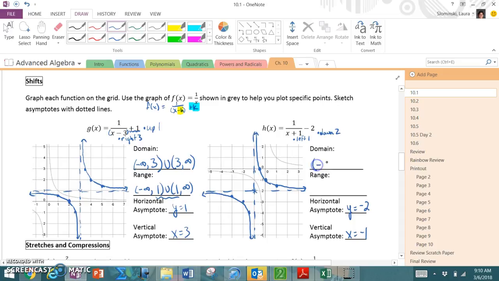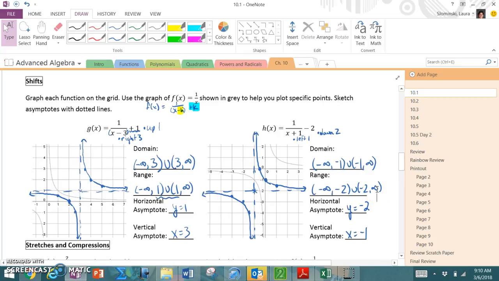Your domain in this case should be negative infinity to negative 1, union with negative 1 to infinity. And range should be negative infinity to negative 2, union negative 2 to infinity. And so that was the first objective, being able to graph these shifts.